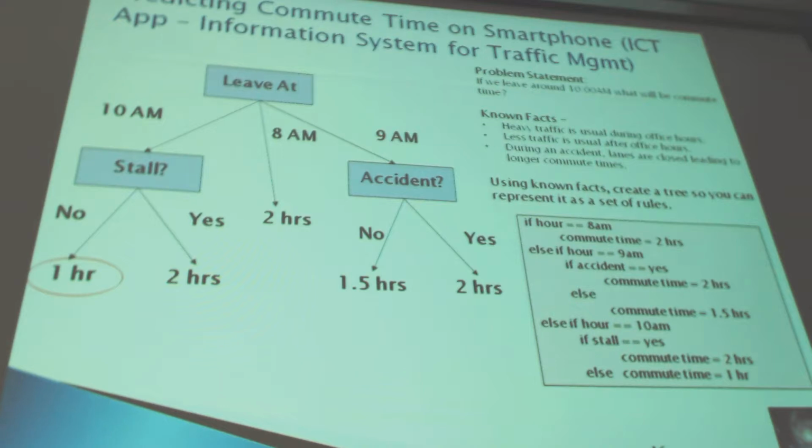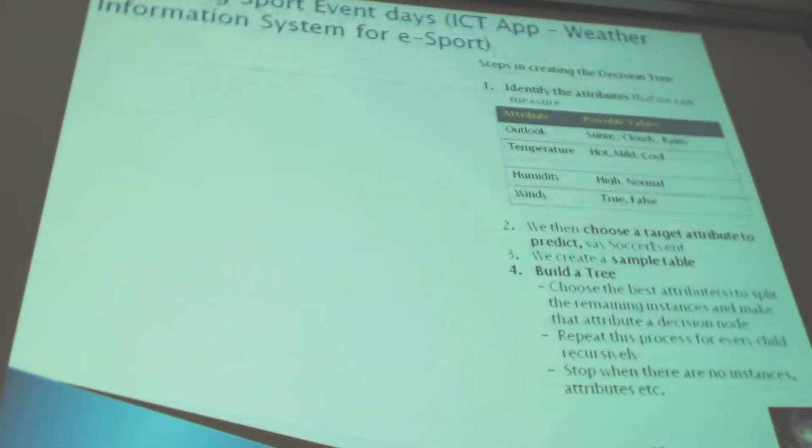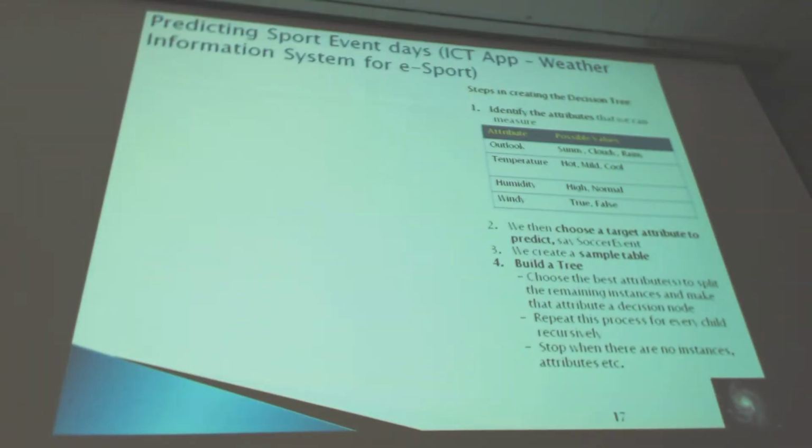So this type of rules we can embed in a smartphone, and when we get the real-time traffic feeds, we can make dynamic predictions on a smartphone. So this is an ICT application. The other application is predicting sport event days. This is an ICT application for a weather information system for e-sport.